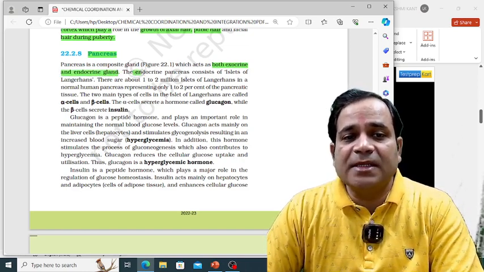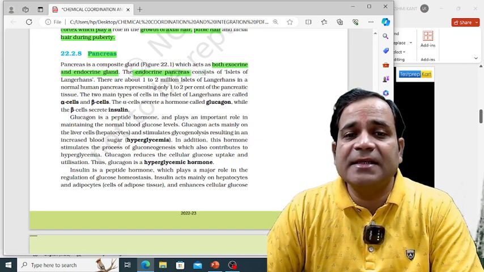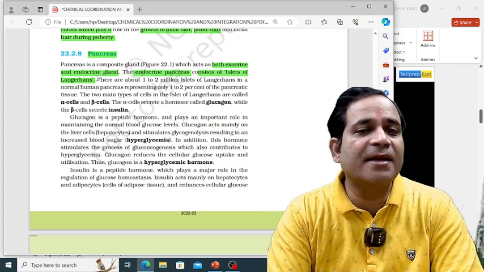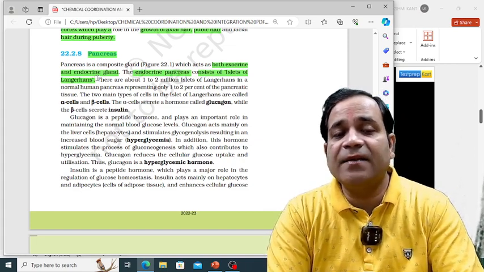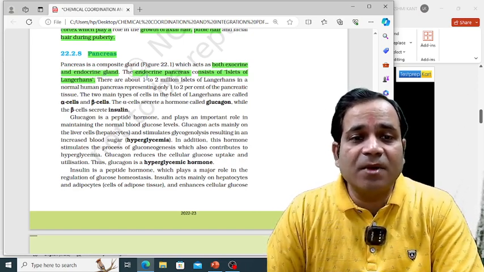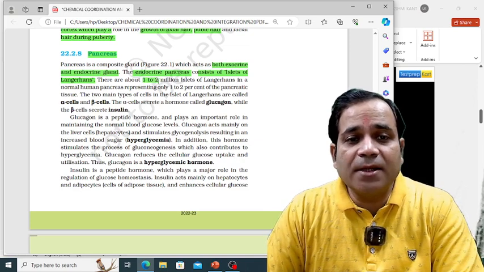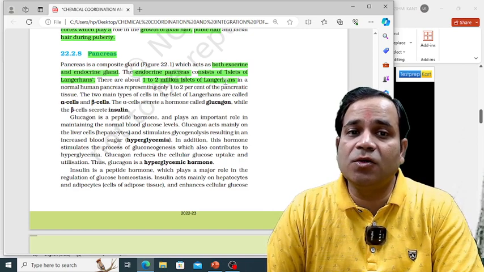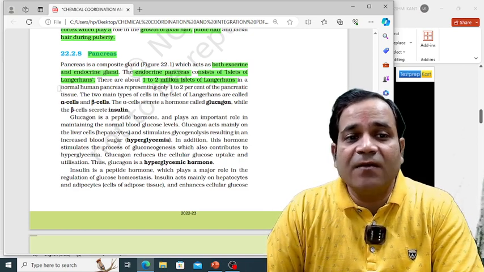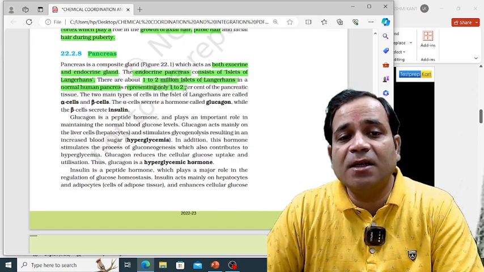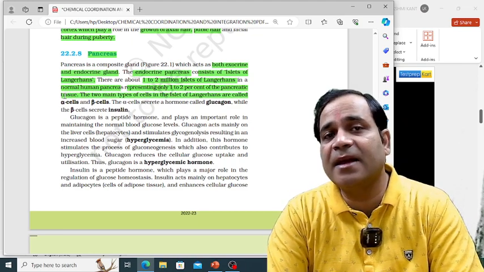So the endocrine pancreas consists of what? Islets of Langerhans. The endocrine pancreas consists of a group of cells, and that group of cells is known as the islets of Langerhans. And how many islets of Langerhans are there? 1 to 2 million islets of Langerhans, my dear. In where? In a normal human pancreas, representing only 1 to 2% of the pancreatic tissue.